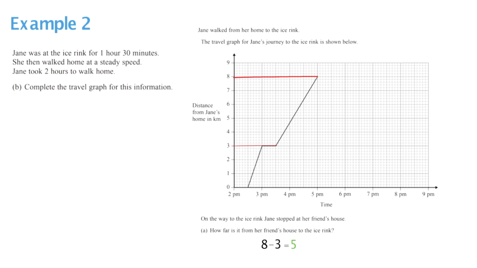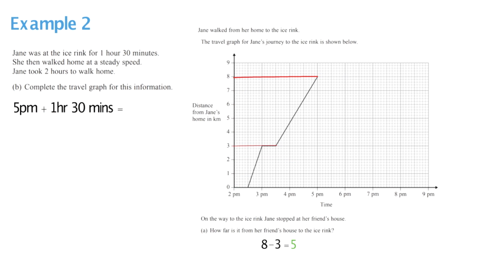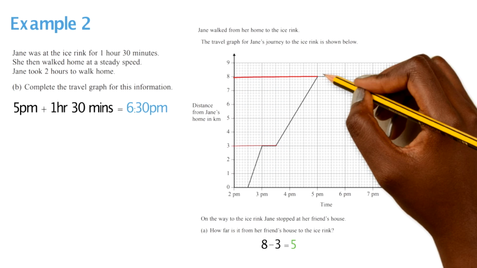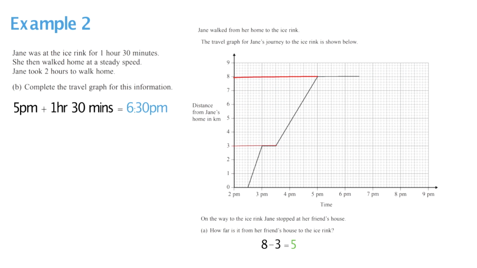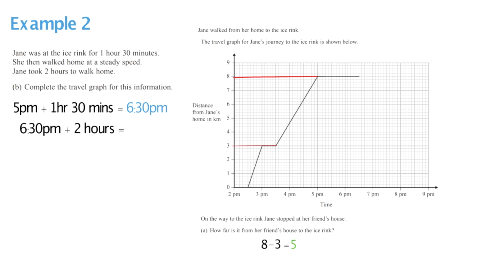Then again, it says that Jane was at the ice rink for an hour and a half, and then she took a 2-hour walk home. So she rested for an hour and a half, right? So that means she rested until 6:30 p.m. So we're going to draw a straight line across till there. Then it says that she took 2 hours to walk home. So that means that she should get home by 8:30 p.m. So we're going to draw a line back down to 8:30 p.m.